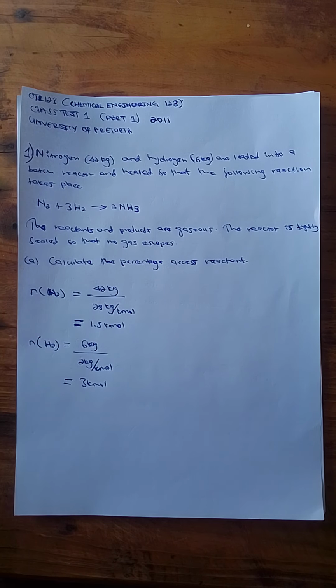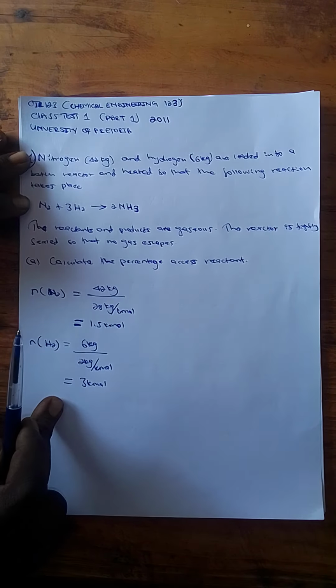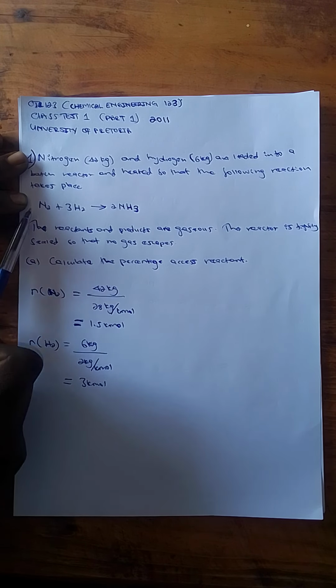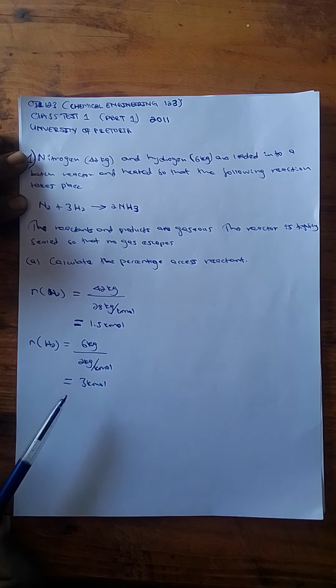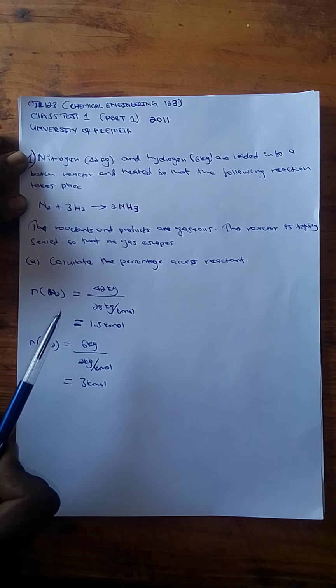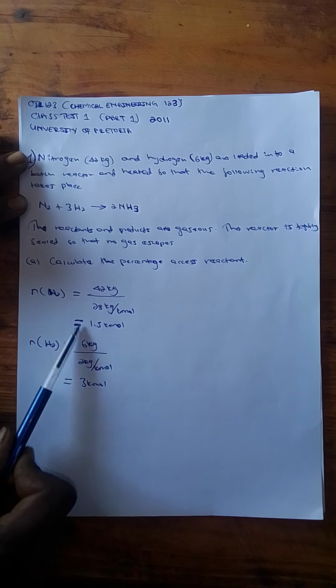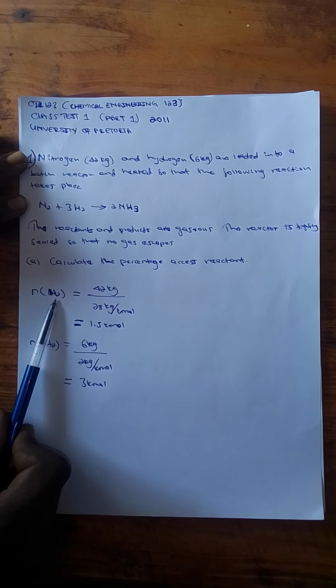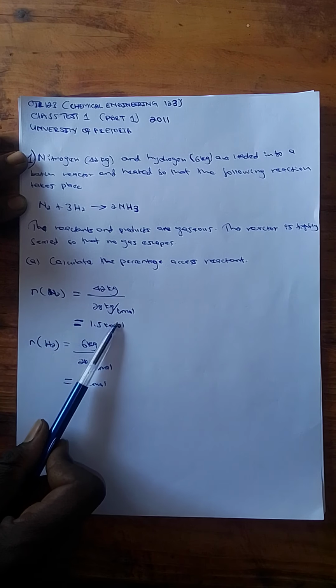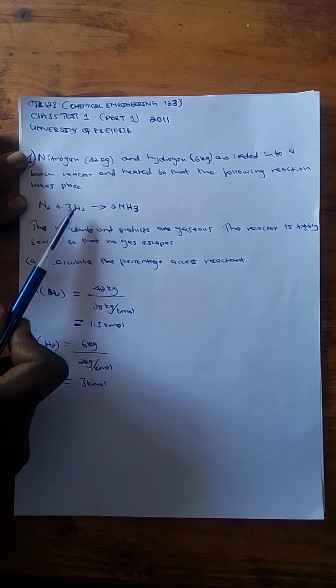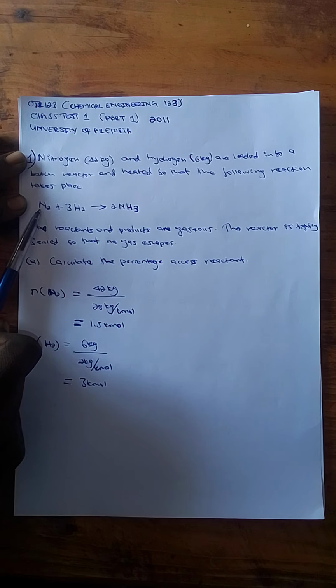Now there's something I want to highlight here: how do we then know which one is the limiting reactant and which one is the excess reactant? Looking at the equation, you can notice that when you have 3 moles of hydrogen, you're going to need 1 mole of nitrogen. Now when you look at what we have been given, we have 3 kilomole of hydrogen, but we have 1.5 kilomole of nitrogen. That tells us that the nitrogen is more, because the ratio of the equation says for 3 kilomole hydrogen, you need 1 kilomole of nitrogen.